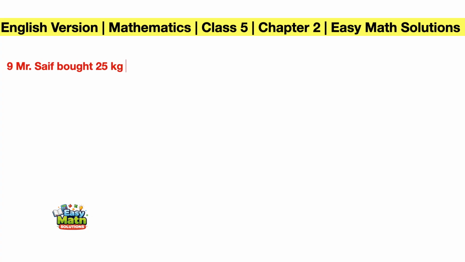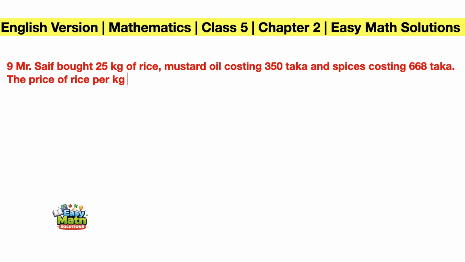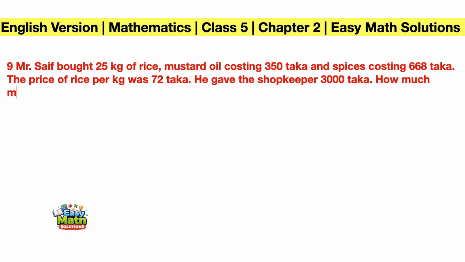Number 9. Mr. Saib bought 25 kg of rice, mustard oil costing 350 taka and spice costing 668 taka. The price of rice per kg was 72 taka. He gave the shopkeeper 3,000. How much money did the shopkeeper return to him? It's a very tricky question.